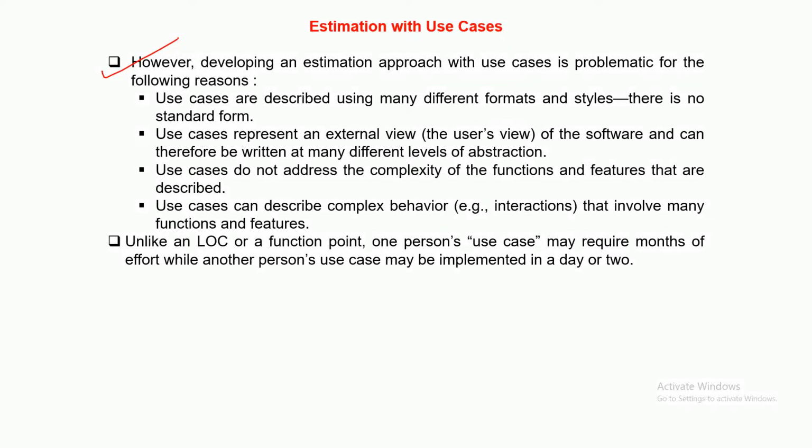Now we have seen that use cases normally deal with the level of interaction. Like these are various functions, these are various use cases, these are various actors, and they will call these functions. But what will happen inside those functions? The complexity of the functions is not available in the use cases.